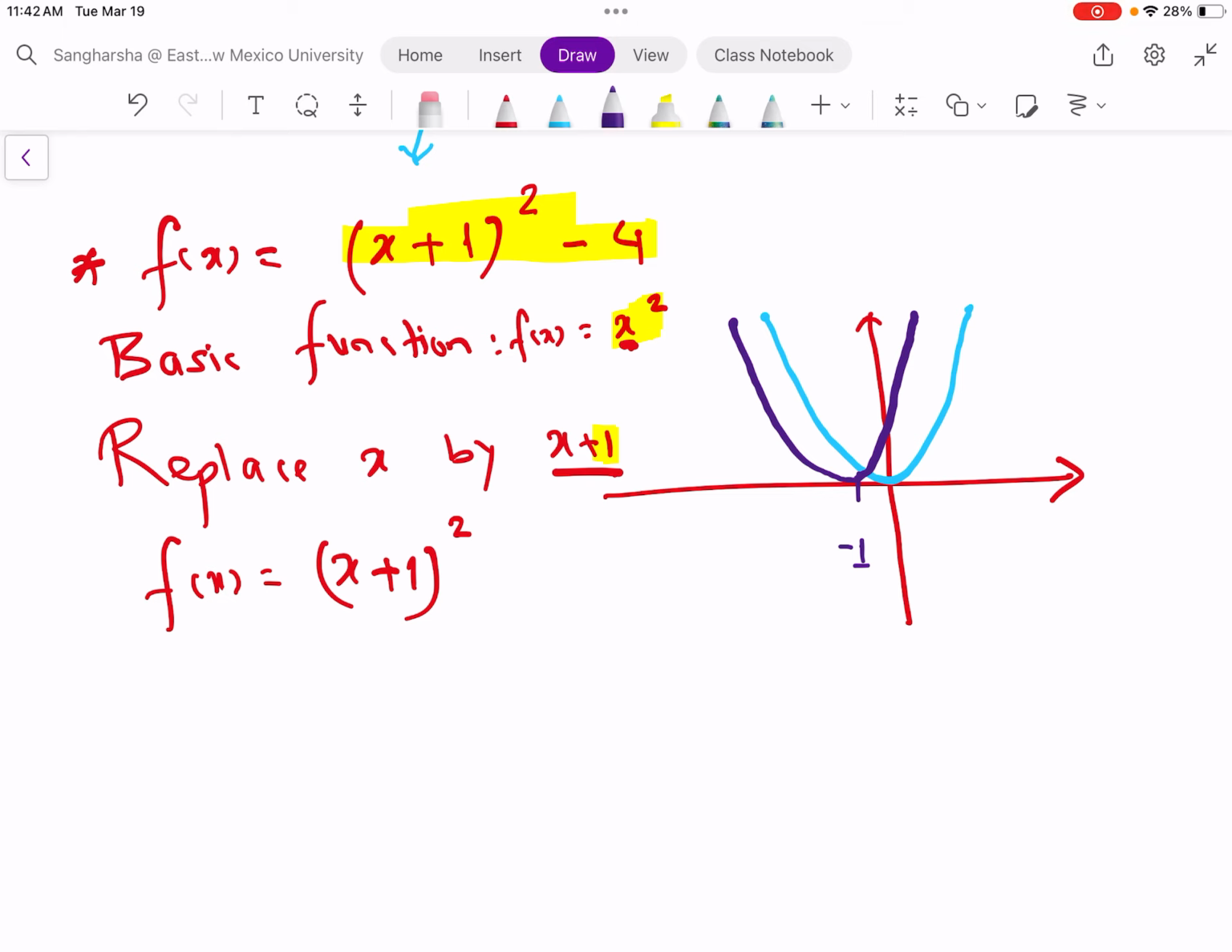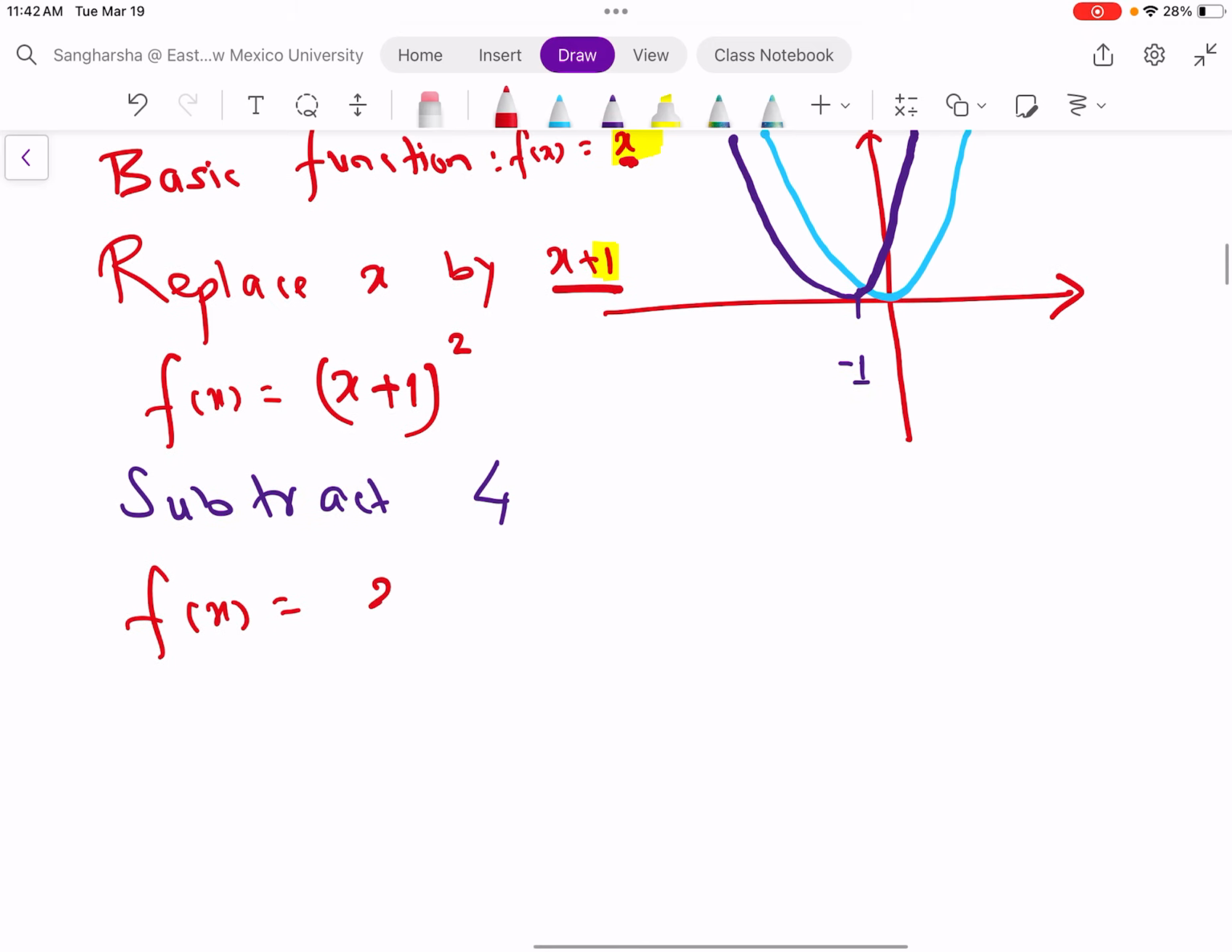Now, this is our target. We want to get (x plus 1) squared minus 4. So we are here. Now what do we need? If we compare (x plus 1) squared and this expression, what is missing? Minus 4 is missing, right? And how do we get minus 4? We have to subtract 4. So let's subtract 4 from the function. Subtract 4 or add -4. So if you subtract 4, our f of x equals (x plus 1) squared minus 4.